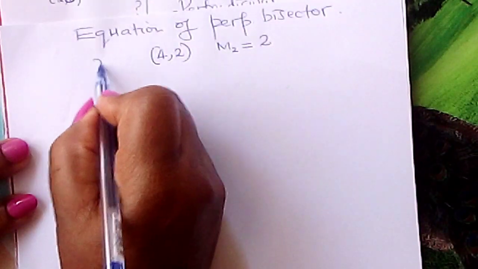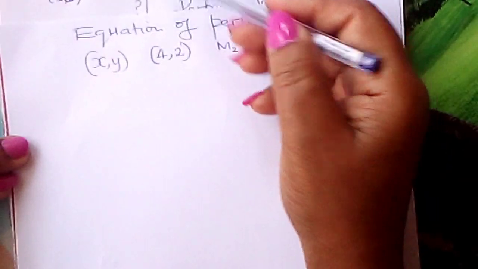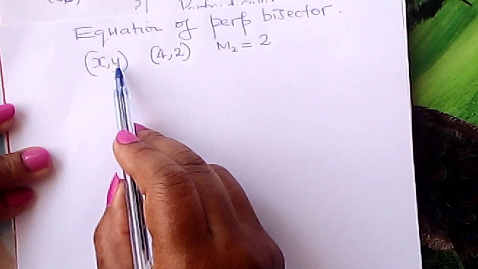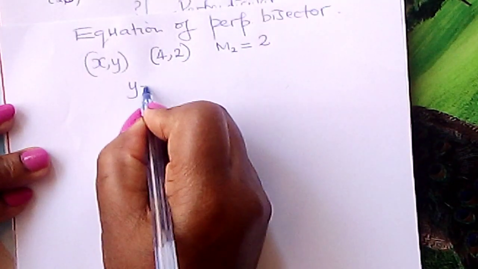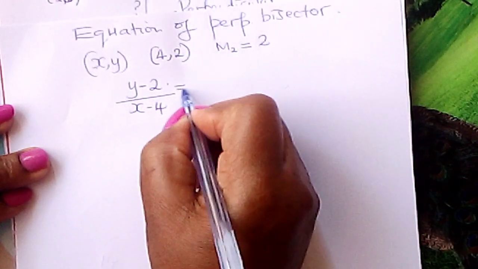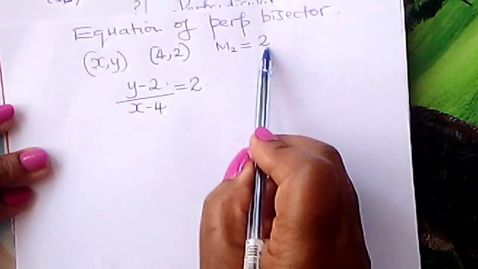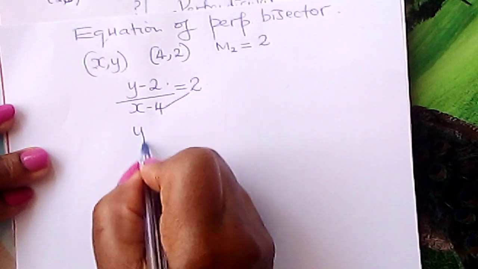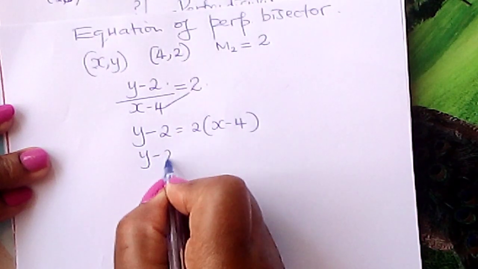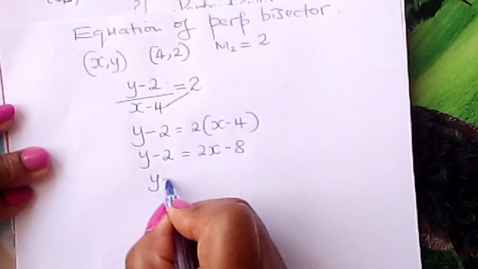Then you introduce a point xy on that line. So how do you work out this? You again talk of change in y, that is y minus 2 divided by x minus 4, learner, gives you the gradient, which is 2. Change in y over change in x should give us 2. Cross multiply, learner. This is y minus 2 is equal to 2 in brackets x minus 4. Y minus 2 is equal to, remove the brackets, you get 2x minus 8.